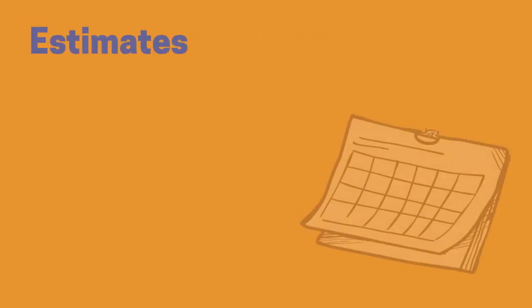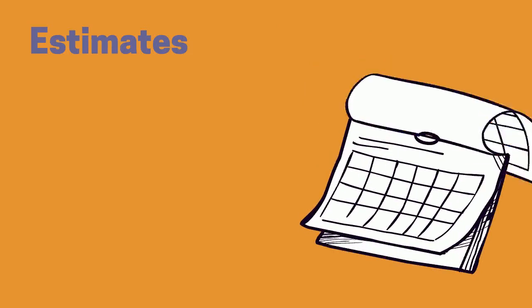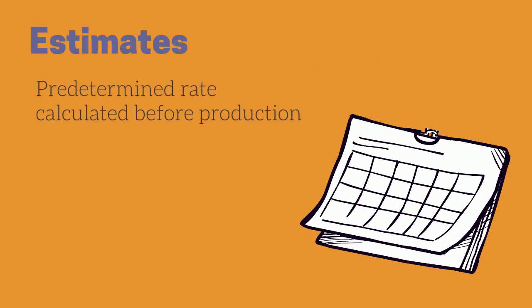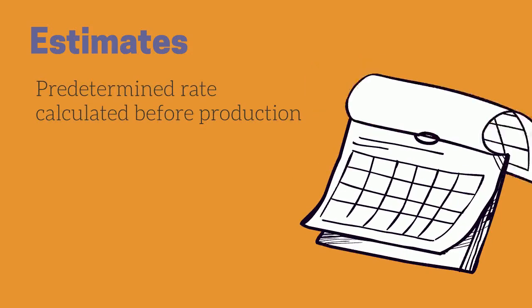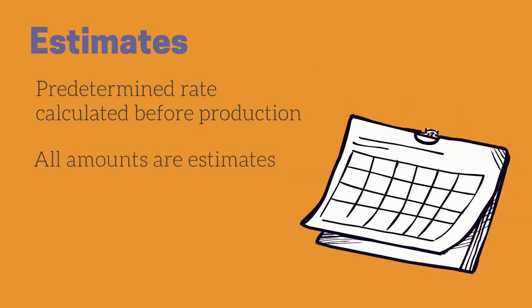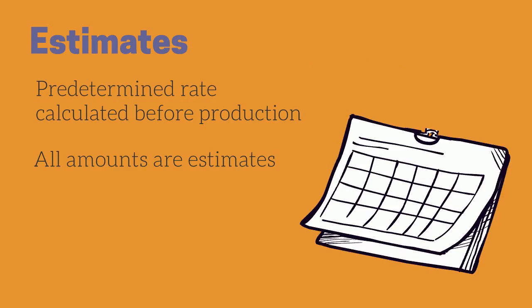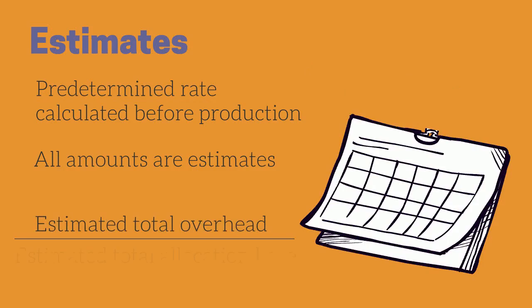Once the company has selected the allocation base, they are just about ready to calculate the predetermined overhead rate. The company would calculate this rate at the beginning of each year or period. Since they're calculating this rate before they make anything, the company will need to use estimated numbers. They will estimate how much total overhead they will have for that period. They would also estimate the allocation base. To calculate the predetermined overhead rate, they would divide the total estimated overhead costs by the total estimated allocation base.